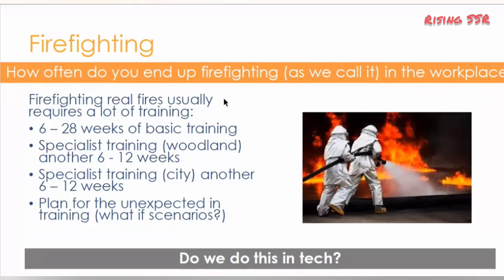There is a difference between highly available systems, highly resilient systems, and disaster recovery. Disaster recovery has two key flavors. One is called RPO, which is recovery point objective, and another is called RTO, which is recovery time objective.